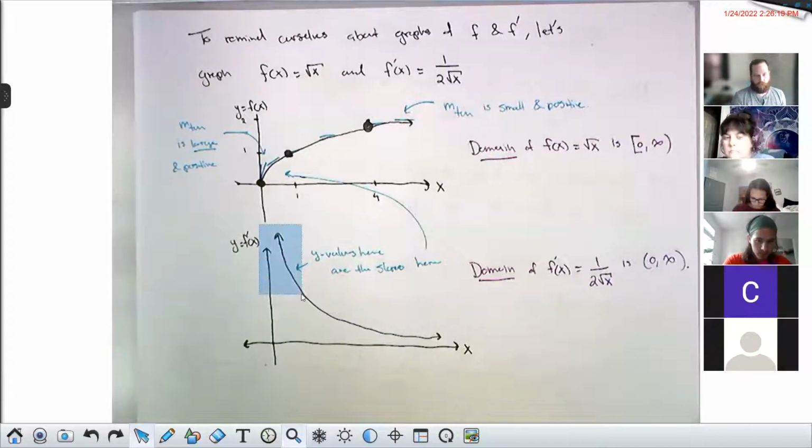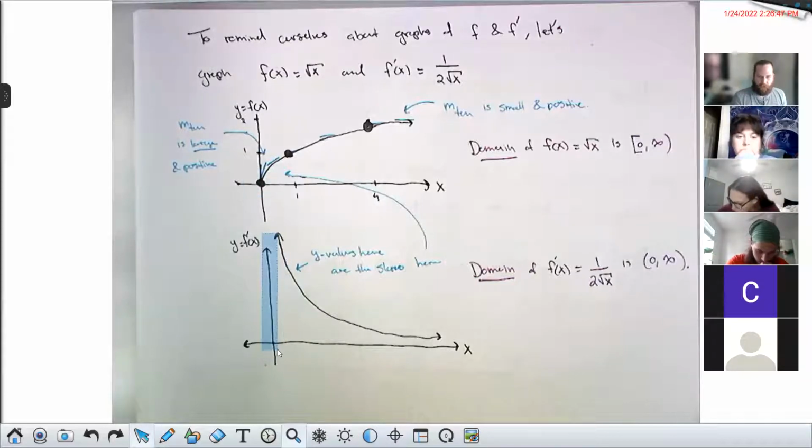So the y values on this graph are the slopes on this graph. As the slopes here get bigger and bigger, which they do as we come in towards the origin, the y values here get bigger and bigger. And the slope of a vertical line is infinite. So right there at the origin, the y value on the derivative should be infinity, but infinity is not a number. So I could ask you a fun question.